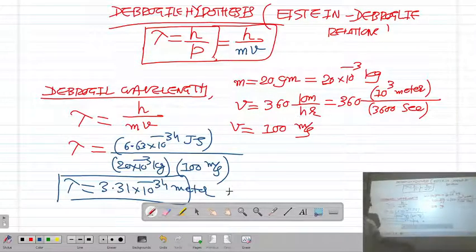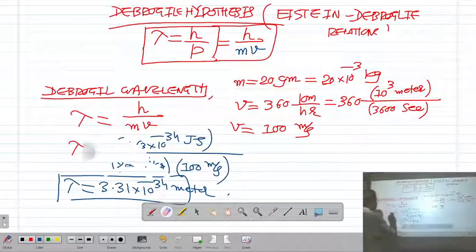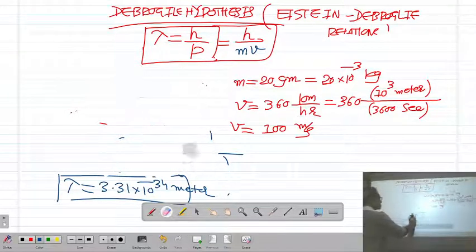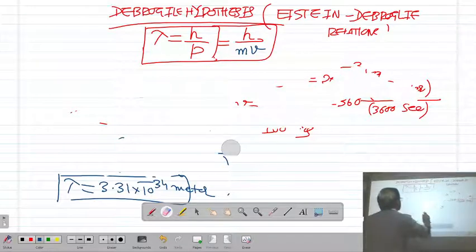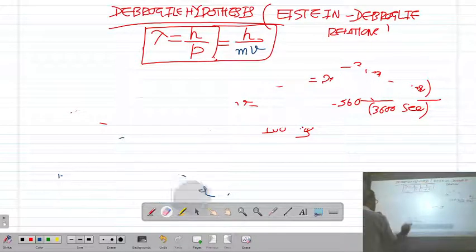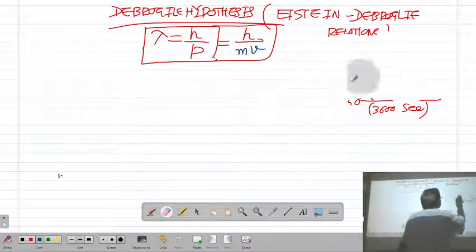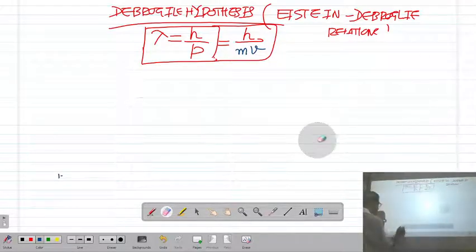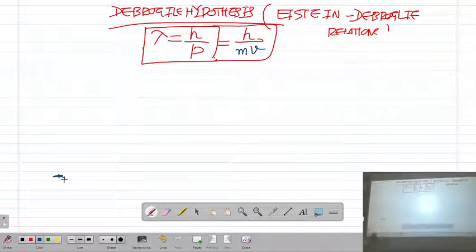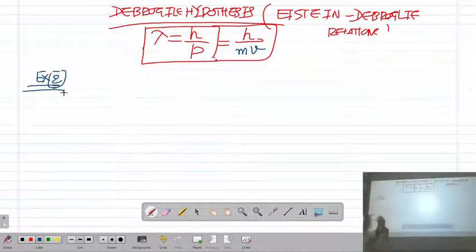Right? 3.31 times 10 to the minus 34 meter. That equation will give the wavelength of the wave associated with the bullet. Okay. And I give you one more example for exercise. Second example I am giving you for exercise.